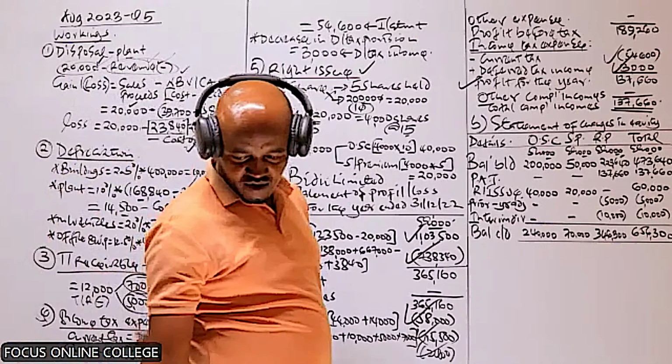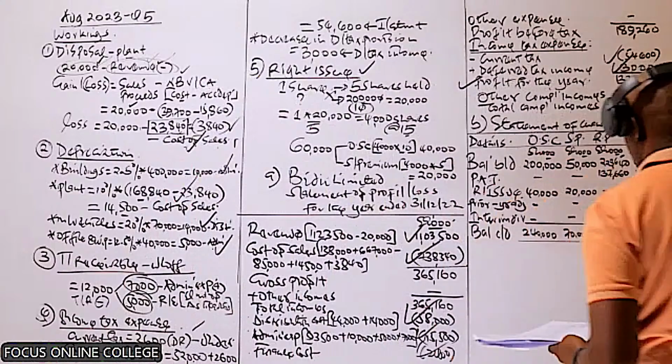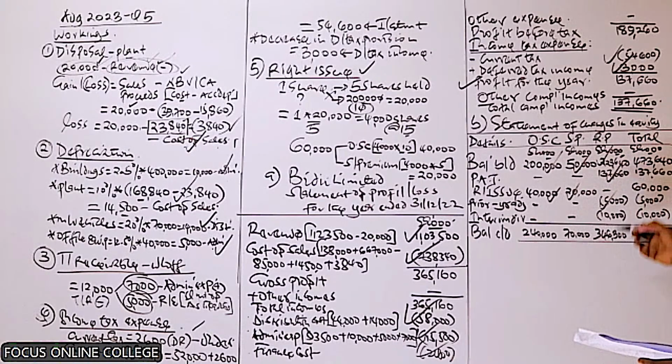That was what was required in that question, and the marks allocated were for those. These are the items which are marked: the opening balances, profit after tax, the rights issue, interim dividend, and the prior year adjustment. Remember, the totals are not marked here.